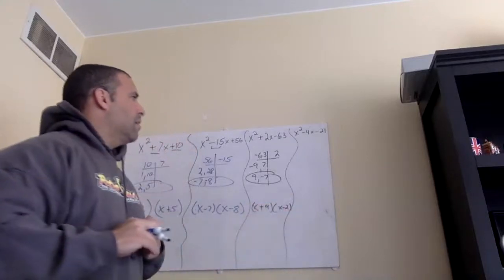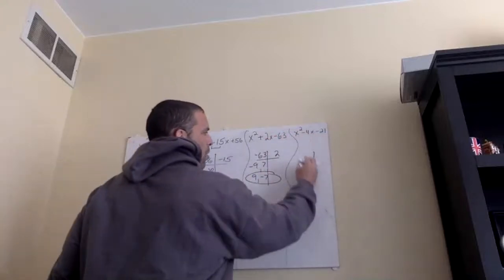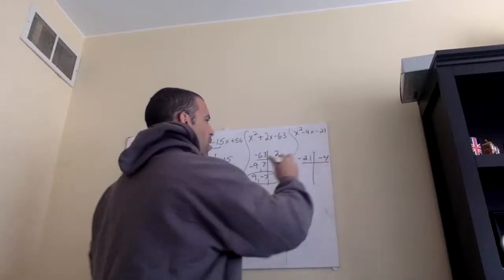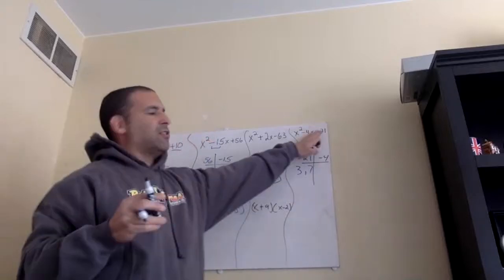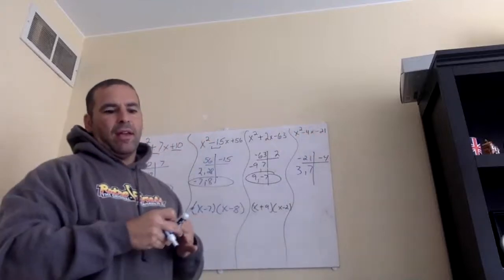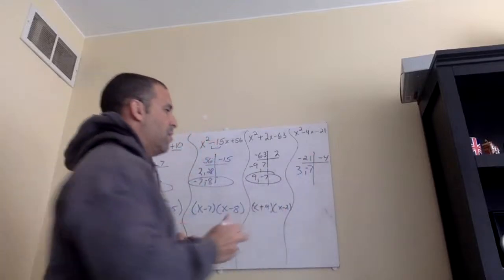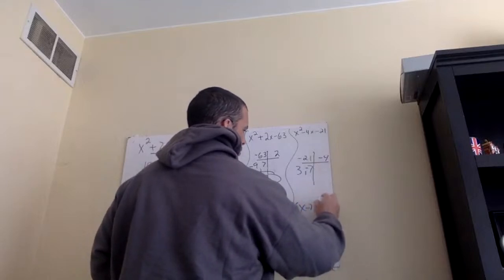And then the last scenario is where everything is negative. Same scenario: we'll multiply to negative 21 and add to negative 4. So going through it, it's 3 and 7. But in this case, because the last term is negative and the middle term is also negative, the bigger number has to be negative. And then you would have x minus 7 and x plus 3.